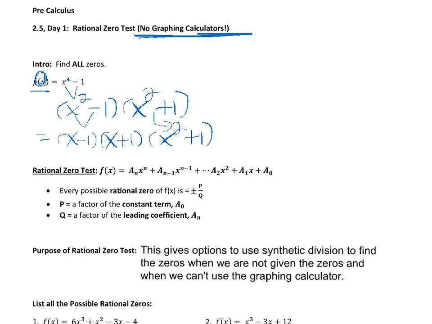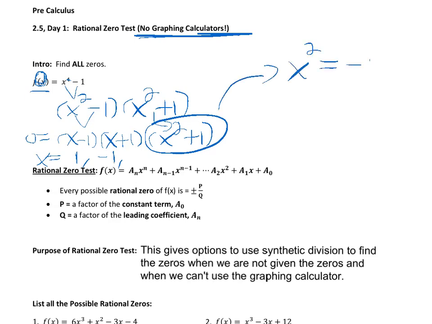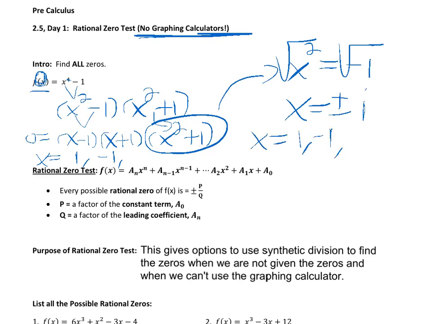Now if I set these equal to 0, I know that I get 1 and negative 1. These are 2 real zeros. This right here is going to give me imaginary zeros. Right, I would have x squared equals negative 1, take the square root, you would get plus or minus, and the square root of negative 1 is i. So my 4 zeros are 1, negative 1, and then i, and negative i.